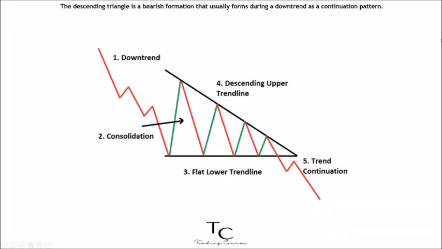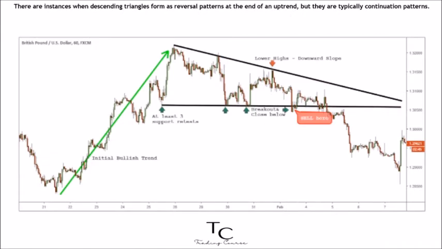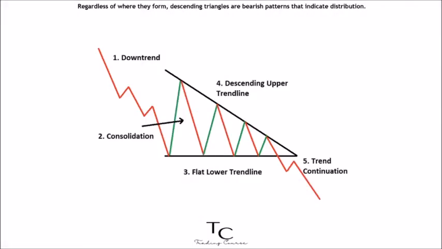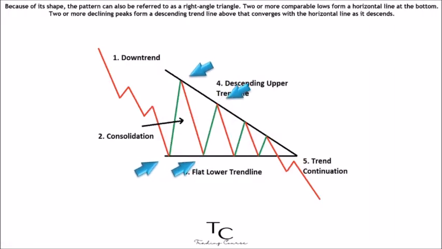The descending triangle is a bearish formation that usually forms during a downtrend as a continuation pattern. There are instances when descending triangles form as reversal patterns at the end of an uptrend, but they are typically continuation patterns. Regardless of where they form, descending triangles are bearish patterns that indicate distribution. Because of its shape, the pattern can also be referred to as a right-angle triangle.